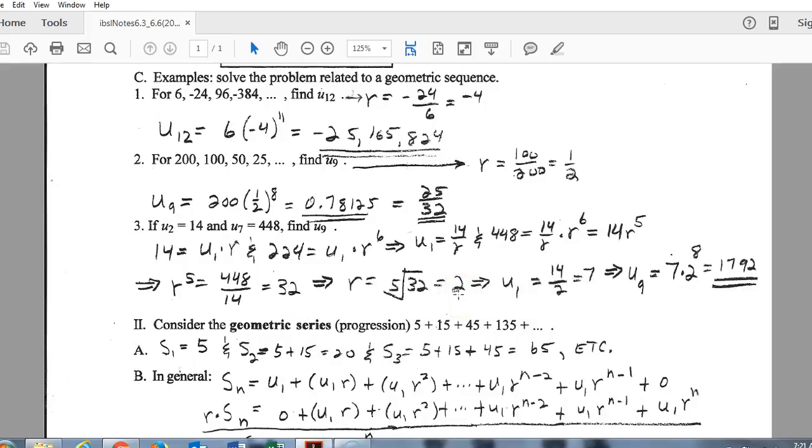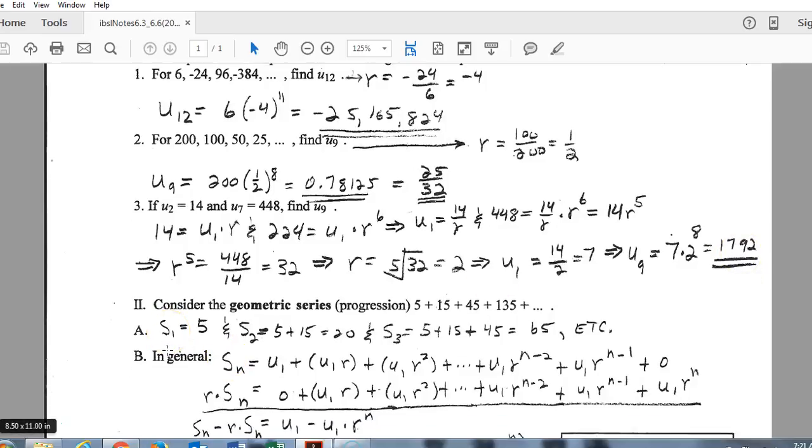And if you sub that back into one of the earlier formulas, then you can get your first term of 7. Now you would have all the information you need to answer the question that is being asked. And the question was to find the 9th term. So now I can plug in my first term, my common ratio, and my 9 minus 1 exponent to get that solution.